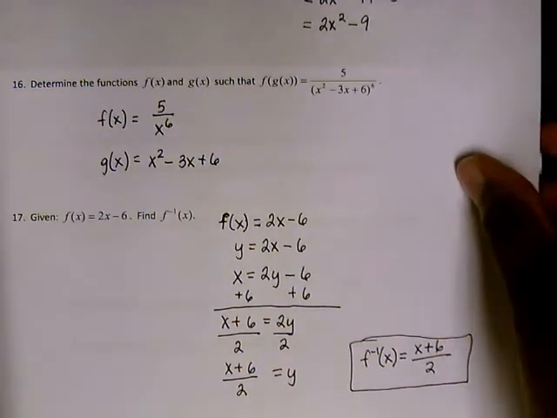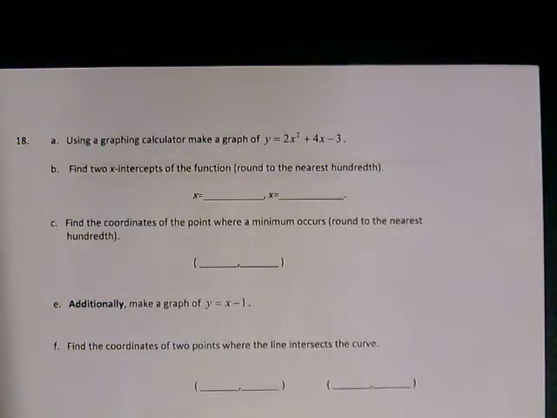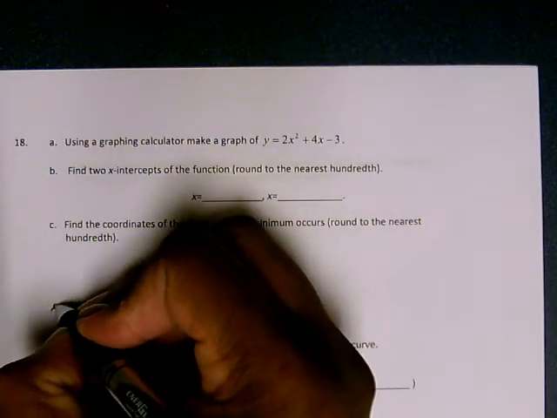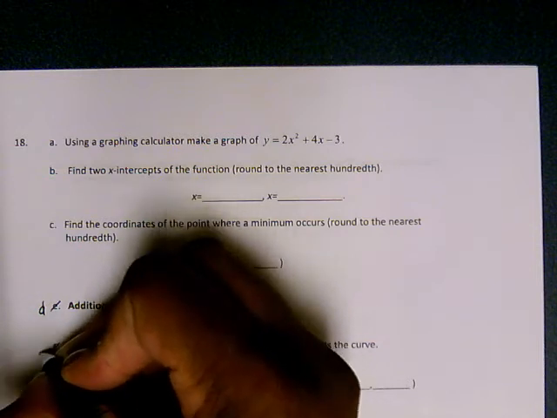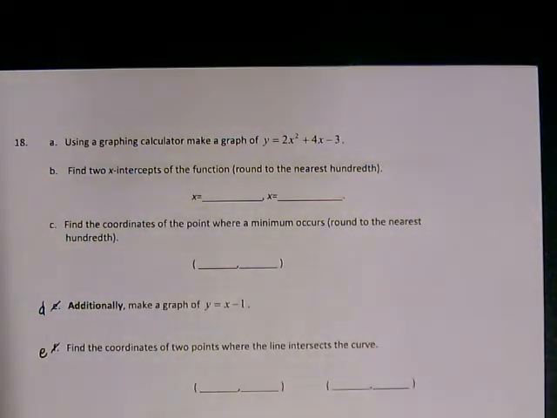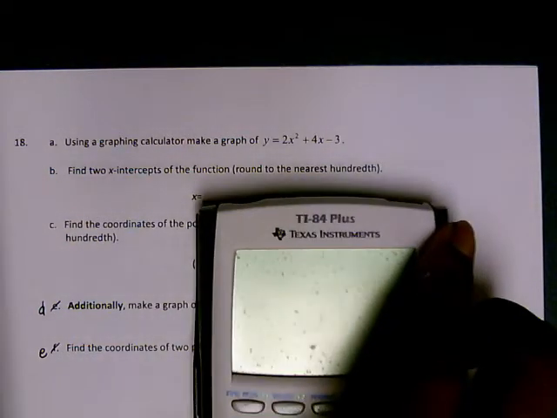Okay. All right, problem number 18 is the use of a graphing calculator, and you're going to have a graphing calculator to do this particular type of problem here. Alright, so here this is in 5 parts. Part A, you're going to use a graphing calculator to make a graph of y is equal to 2x squared plus 4x minus 3.